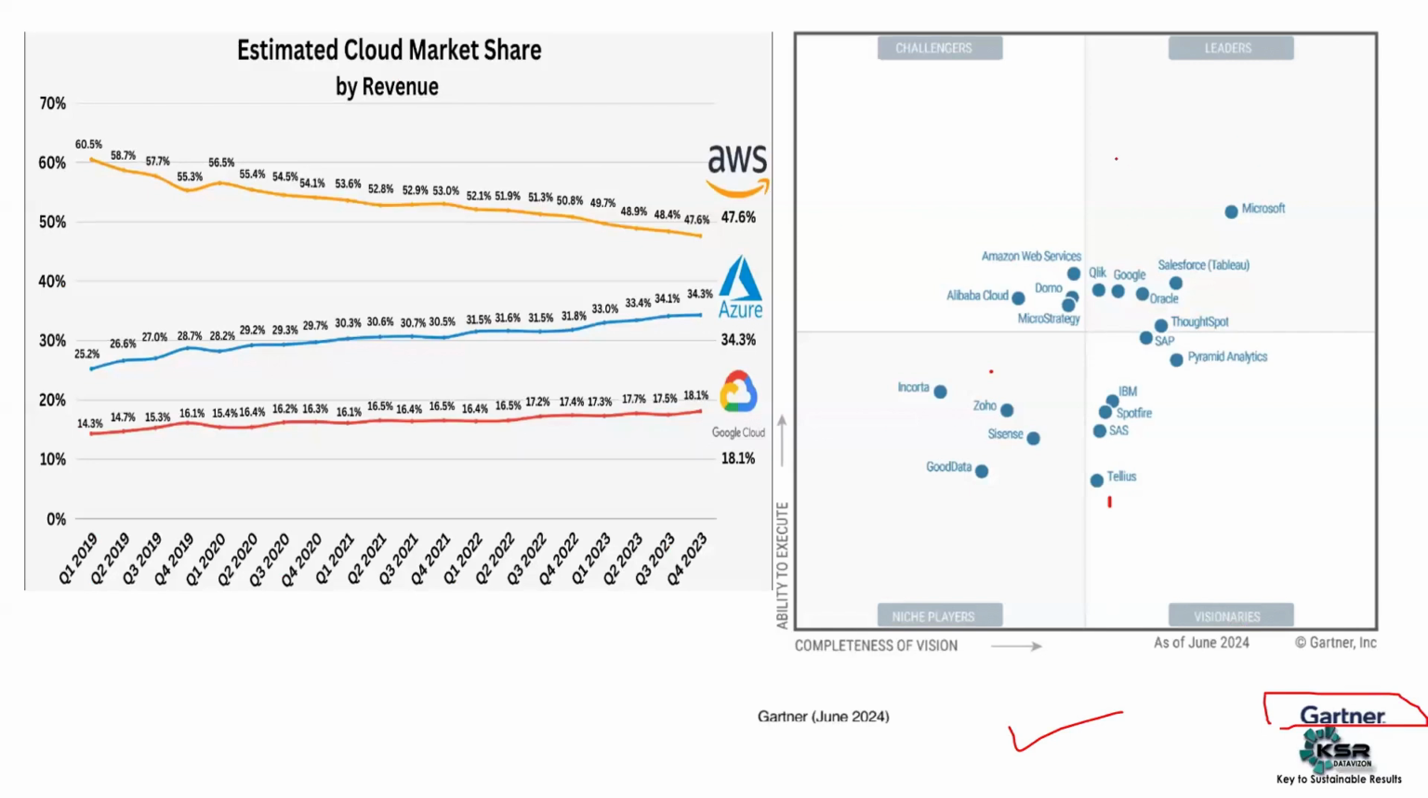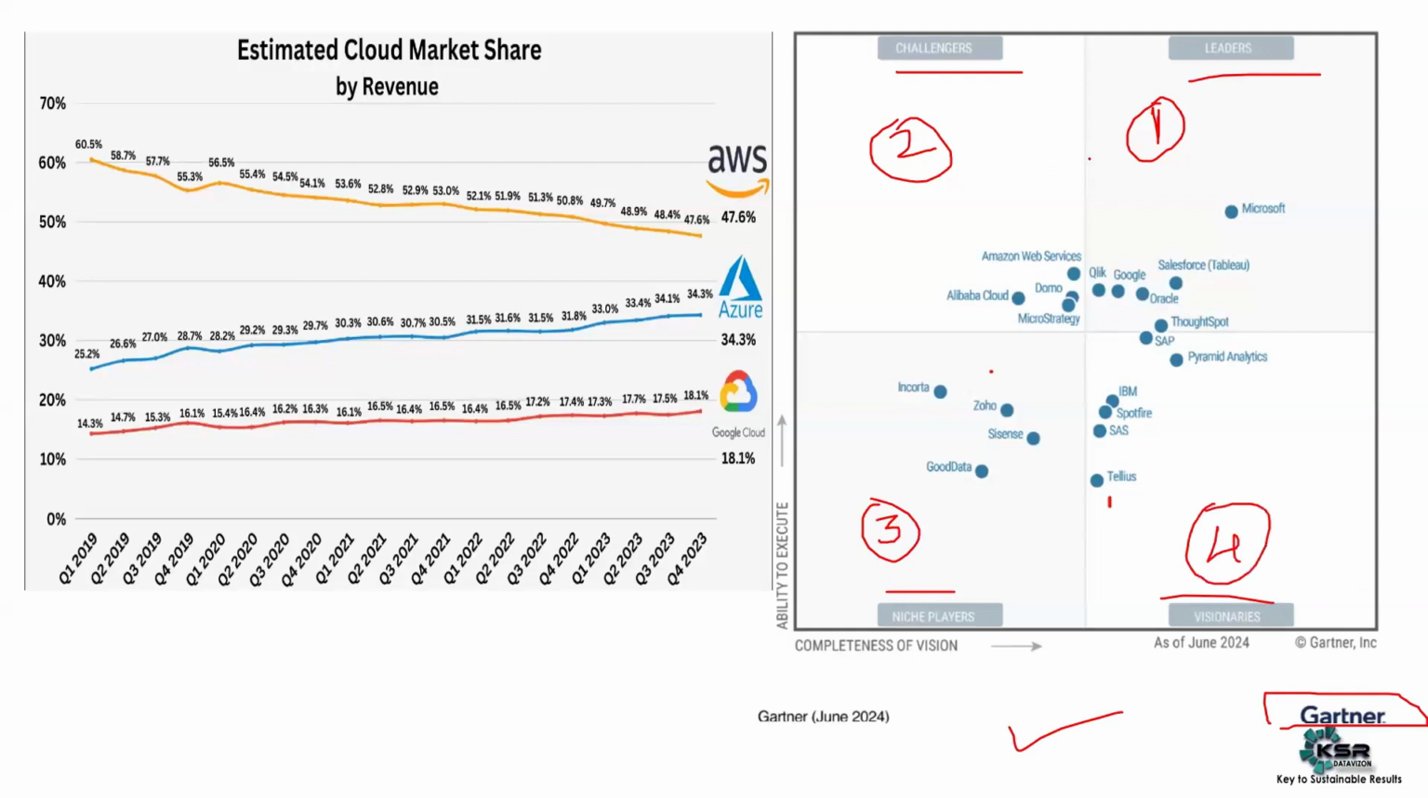Now, if you take a look at this, there are 4 different quadrants. This looks like a square, and inside that square there are 4 different squares. One is the leader square, one is the challenger square, one is niche players, and one is visionary. Now, how the data flows is, this is the first, topmost quadrant, this is the second, this is the third, and this is the fourth quadrant. The information flows this way. So those who are part of this first quadrant are the leaders.